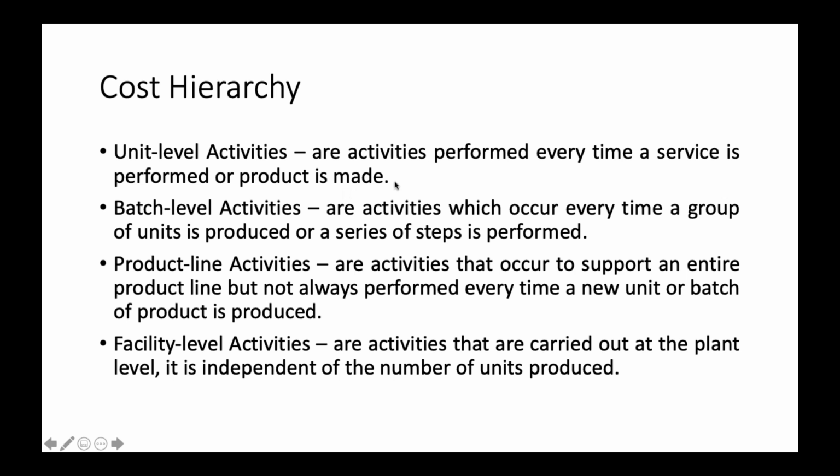So for example, assembling in the production department is a unit level activity, because whenever we perform assembly, we are actually producing a product in our company. So this is a unit level activity. This activity shall be classified as one of the basic, smallest activities in our production area or in our classifications of factory overhead.